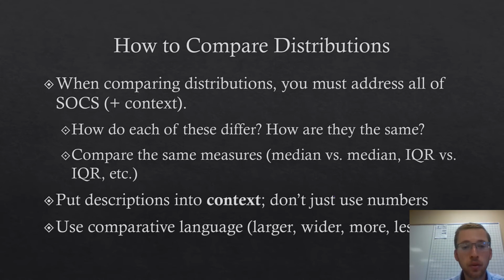One thing we really want to be careful of is when we're comparing distributions, we want to compare the same measures. For example, in one distribution, if we're talking about the center as a median, we want to compare that to the median of the other distribution. Same thing with IQR. If we talk about the IQR of one distribution, we don't want to talk about the range of the other one. We also want to talk about the IQR of that second one.